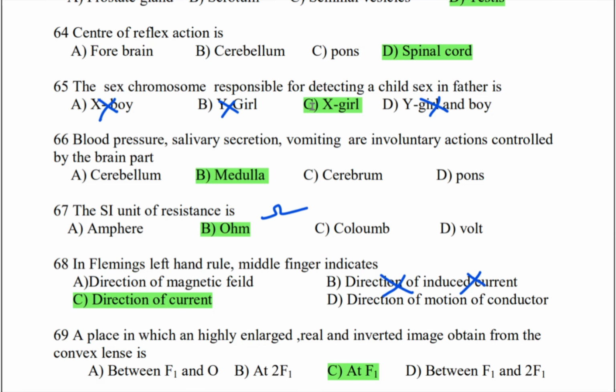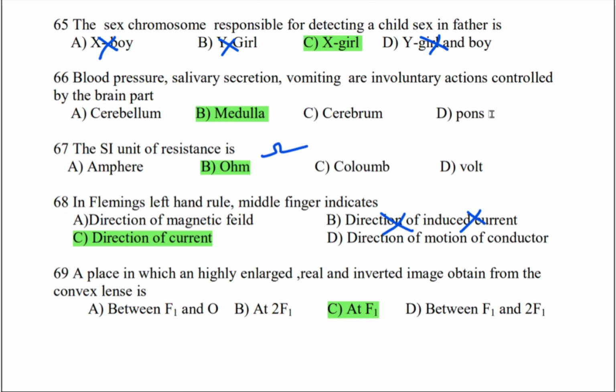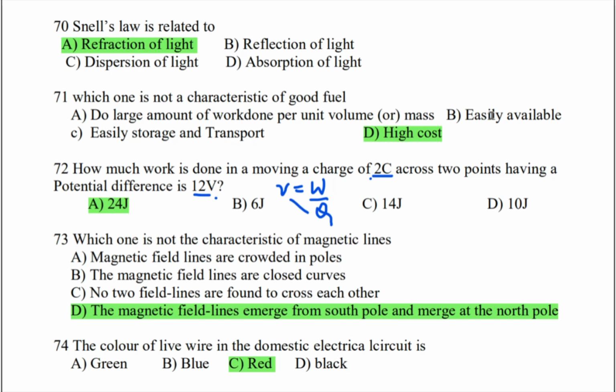Direction of current. A place in which highly enlarged real and inverted image obtained from the convex lens is by keeping the object at F1. Therefore, the correct answer is option C, at F1. Next question. Snell's law is related to refraction of light, that is sin i divided by sin r, which is a constant. Next question. Which one of the following is not a characteristic of substitute fuel, that is it should not be high cost. Therefore, the correct answer is option D.